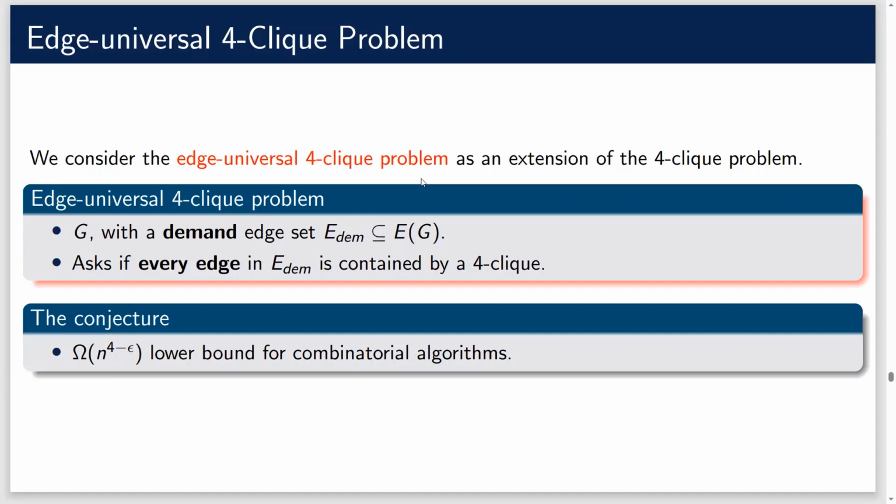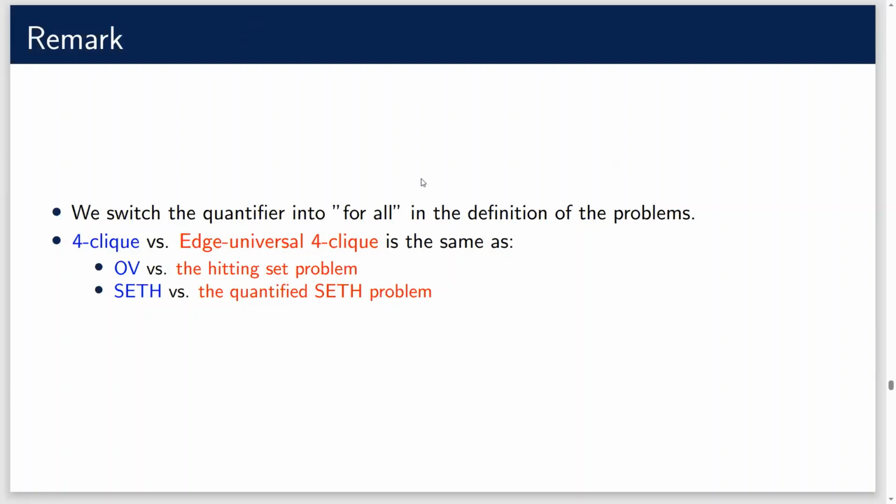If we ask whether there exists an edge in E demand contained in a Fock-Lee, then that is the original Fock-Lee instance. Therefore, we actually switch the quantifier into for all in the definition of the problem. We can treat the relationship of Fock-Lee versus the edge universal Fock-Lee as OV versus something called the hitting set problem, and also sets versus a problem called the quantified sets.